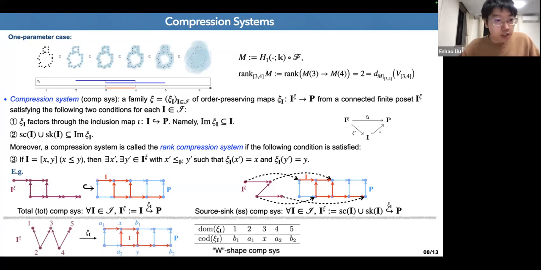Let me give another compression system, which is not a rank compression system. Here I give this W-shaped compression system as follows. It has 5 vertices, 1, 2, 3, 4, 5, and we have this table of mapping. This defines an order-preserving map which satisfies 1 and 2, but does not satisfy 3. So notice that this is not a rank compression system.